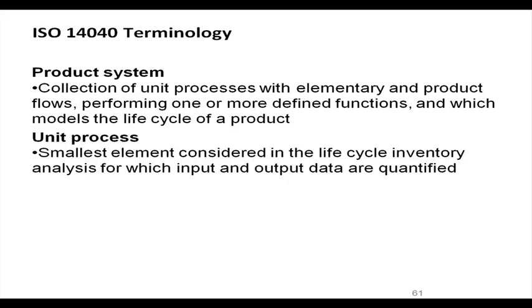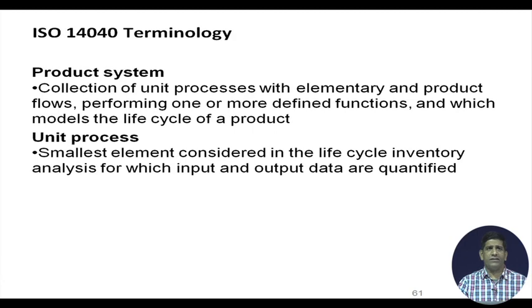Then there is other terminology, like product system. What is the meaning of a product system? A product system is a collection of unit processes with elementary and product flows, performing one or more defined functions, which models the life cycle. So you are looking at the entire product system: whatever unit processes go into making that product, the compilation of all that is our product system.